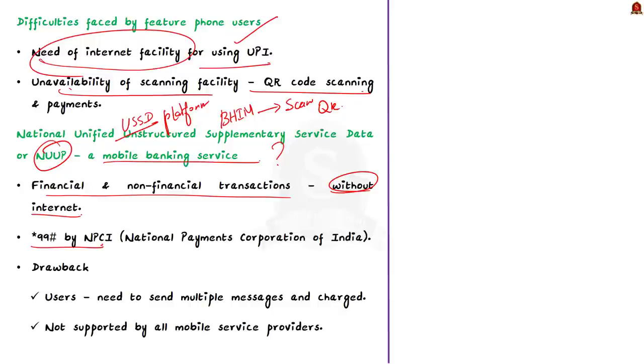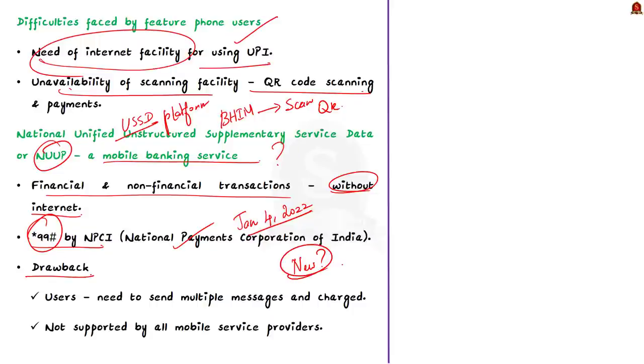Now, if you want to know more about *99#, see the analysis of January 4, 2022. In that analysis, we have discussed elaborately about this *99# which is the offline payment. We saw there is a facility of making payment without internet, which is this *99#. So what is the necessity of this new UPI payment solution? That's because there are certain drawbacks of this *99#.